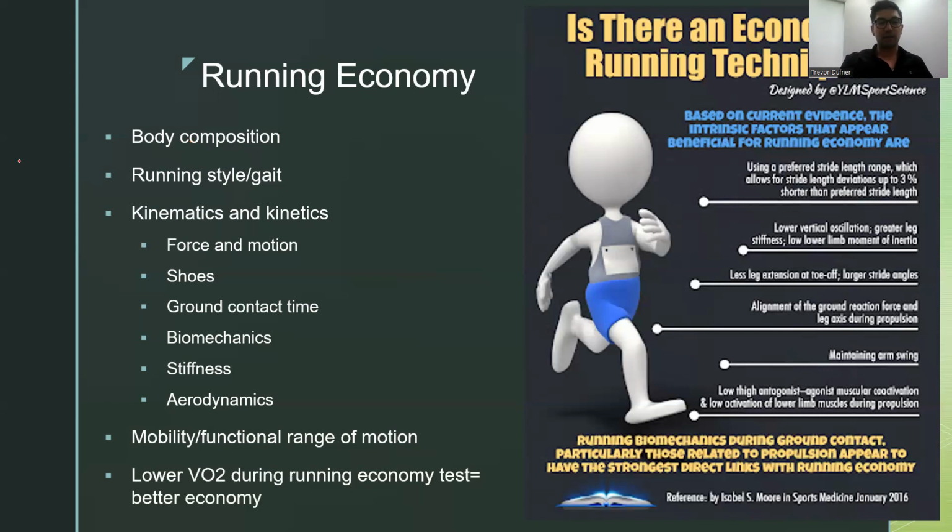So the kinematics and kinetics, so force and motion, shoes, ground contact time, biomechanical stiffness, aerodynamics, all these things play into your running economy. If you're larger, obviously you're going to have lower aerodynamics. If you have worse shoes, it's not as good for you. If your biomechanics and how you move aren't efficient, it's going to be less efficient. Look at things like mobility, function, and range of motion. If you are a little bit more functional in your range of motion, and are able to produce force a little bit better at certain ranges and certain foot strikes, it might be more beneficial for you during your aerobic race.